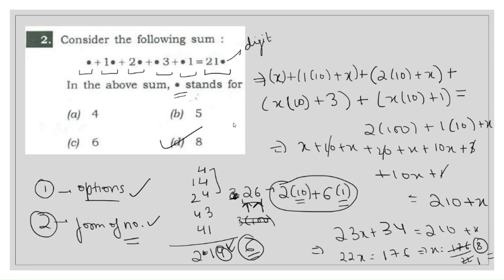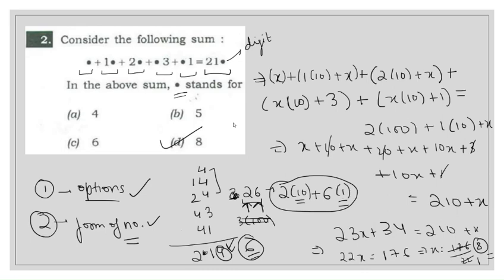Now the next question says, consider the following sum. Now this dot signifies a digit. In the above sum, the dot stands for what digit? This is the question. So after adding all these numbers, what we get is a number like this. So one way is doing this by options, and the other way is that we can split open.